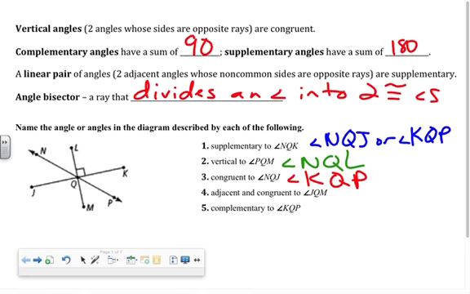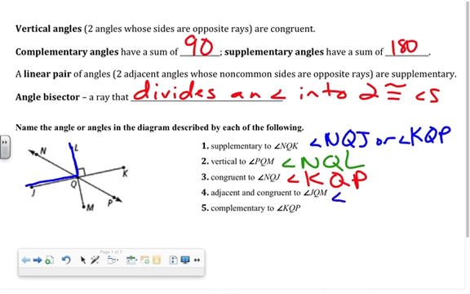Okay, adjacent and congruent to. Now here, I didn't talk about adjacent. Adjacent just means next to, sharing a common side and a common vertex. So I want an angle that's adjacent to angle JQM and also congruent to JQM. Well, let's take a look at where JQM is. JQM is here. What's its measure? It's 90 degrees. So I'm looking for an angle that's adjacent to it that also measures 90 degrees.